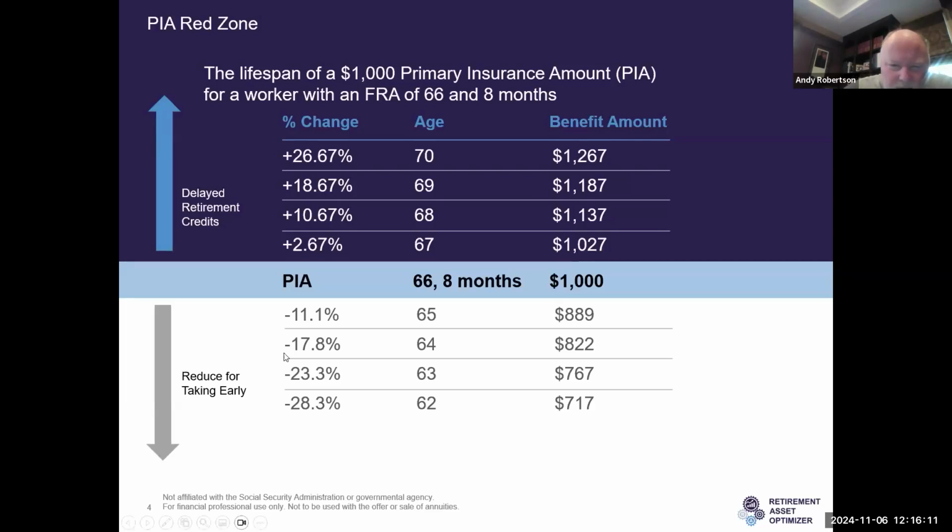You can see here from 66 and 8 months to 67, the increase is only 2.67%. But of course, that's only because it's a fractional year. From 67 to 68, you'll see the increase is 8. Then to 69, it's another 8. And to 70, it's another 8. But it's an 8% simple increase.